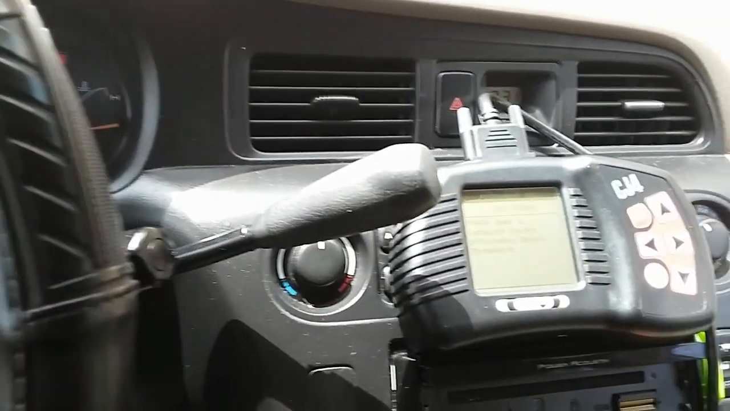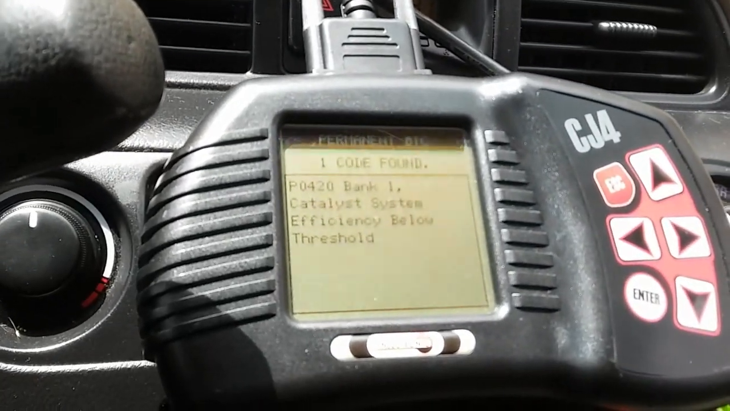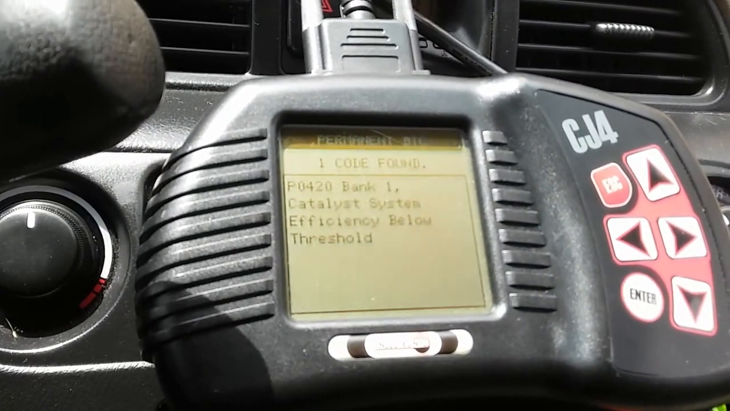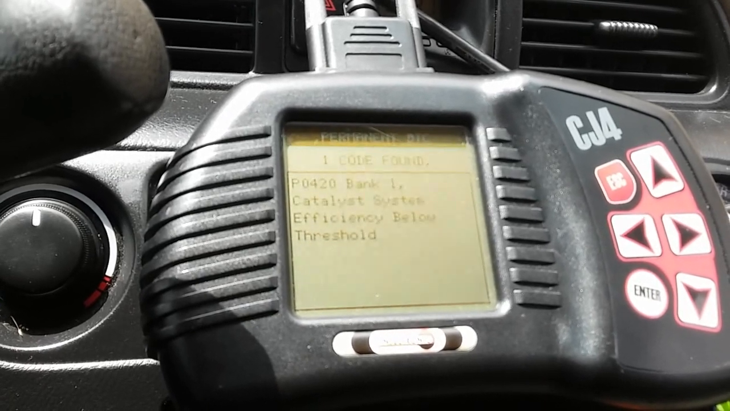Alright, so let me show you the code. It has one code stored. It's a P0420 bank 1 catalyst below threshold.